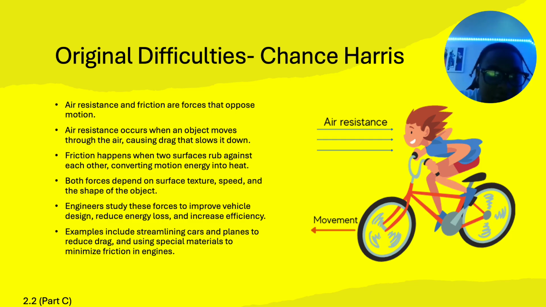Air resistance and friction are both forces that work together against motion. Air resistance shows objects moving through the air, like when a parachute opens. Friction happens when two surfaces rub together, and that rubbing creates heat and slows movement. Engineers use this understanding to improve how cars, planes, and machines work, making them faster, safer, and more efficient.